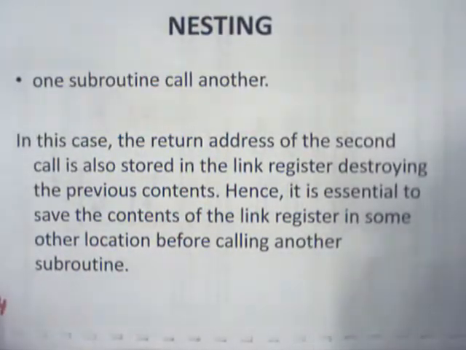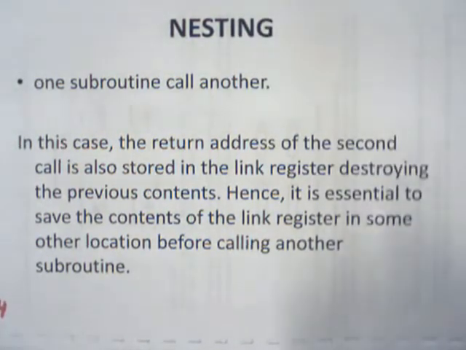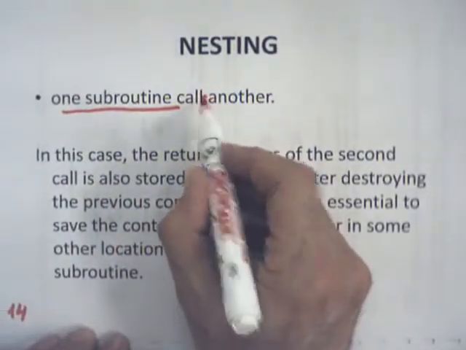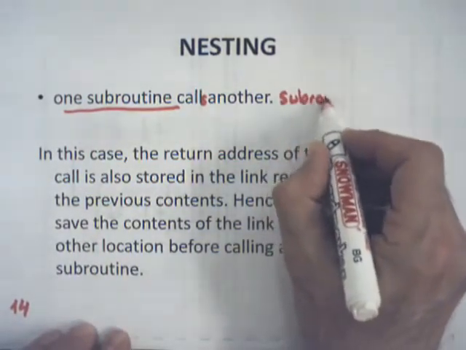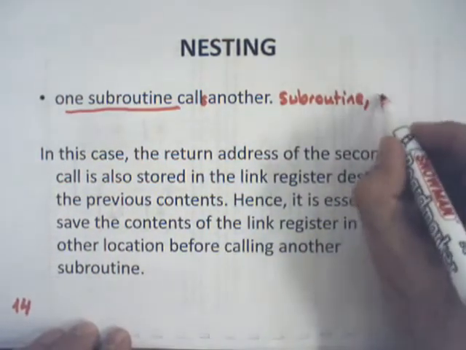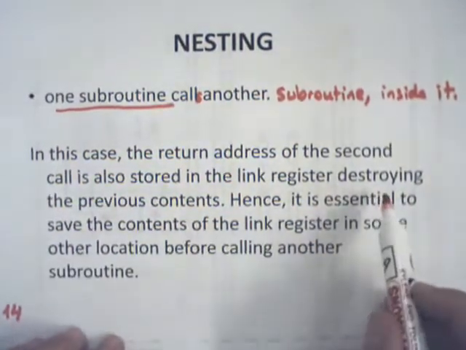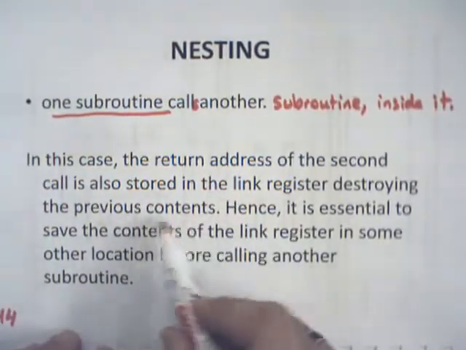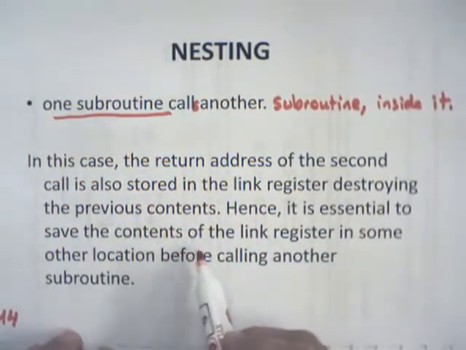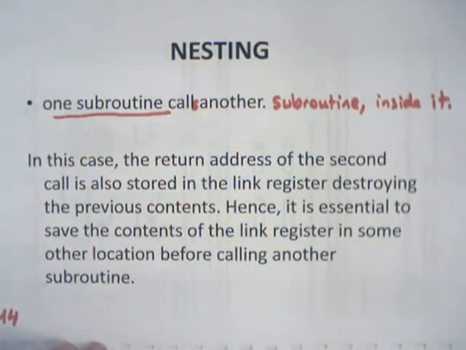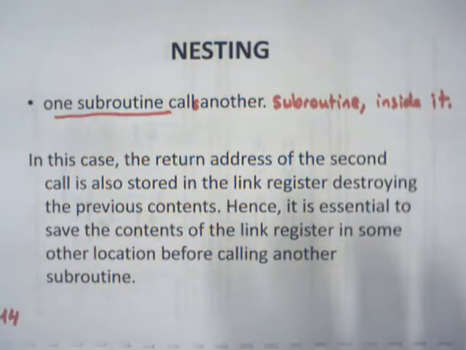Now we come to another concept related to subroutines. This is called nesting. Nesting means simply one subroutine calls another subroutine inside that subroutine. In this case, the return address of the second call is also stored in the link register, destroying the previous contents. Hence, it's essential to save the contents of the link register in some other location before calling another subroutine. So, in this case, the program should track to return back to the correct address.